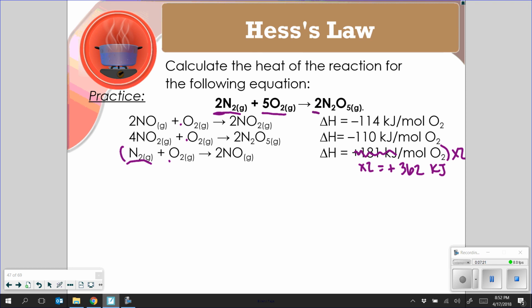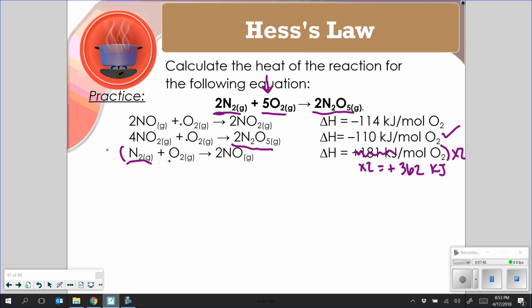I'm going to focus on this dinitrogen pentoxide. I've got 2 moles of it up here. If I come find it down here, I've got 2 moles of it right here. And those 2 moles are on the correct side of the equation. They're both products. So this is actually good to go. I don't need to manipulate that middle equation. So now that leaves me with my oxygen. So what I want is 5 oxygens on my reactant side overall if I was to rewrite all these equations.